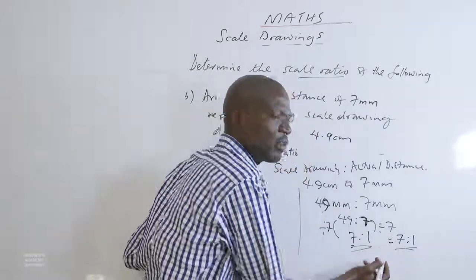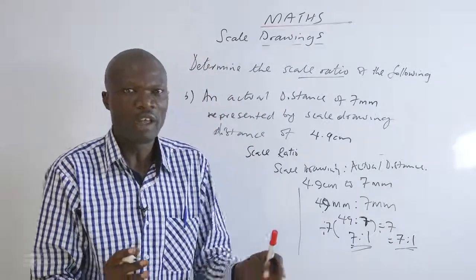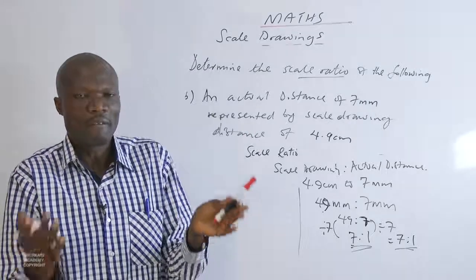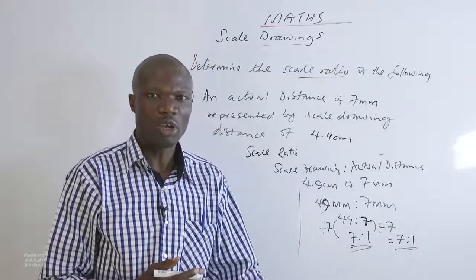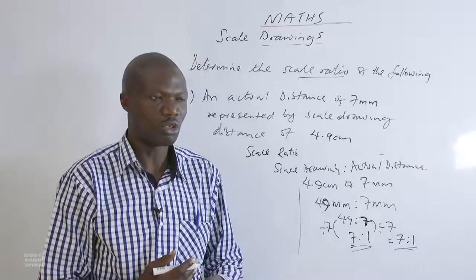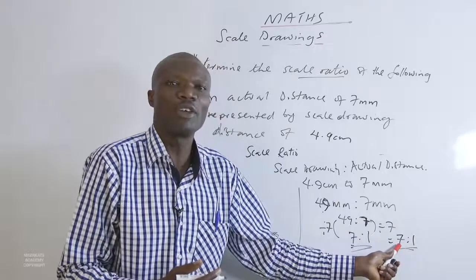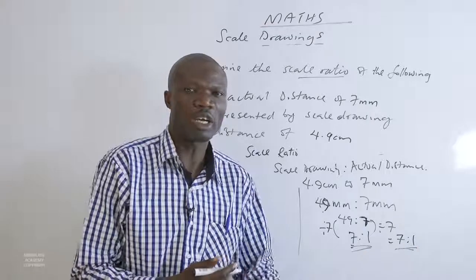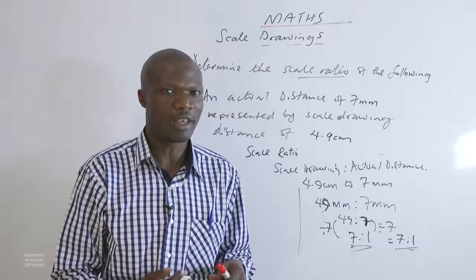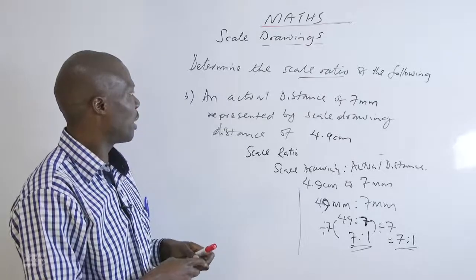Take note that 7 represents the scale drawing distance, while 1 is the actual distance. If we had been asked for a scale factor, then our scale factor here would be 1 over 7. So to get the actual distance, we divide the scale drawing distance by 7 to arrive at that end.